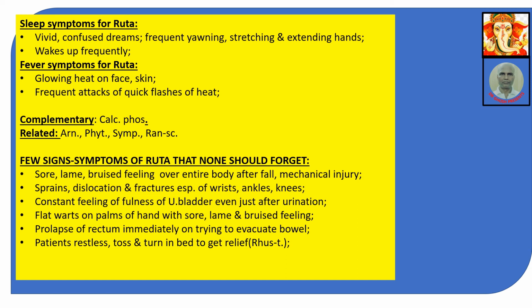Constant feeling of fullness in urinary bladder, even just after urination. Flat warts on palms, hands with sore, lame, and bruised feeling. Prolapse of rectum immediately on trying to evacuate bowel. Patient restless, tosses and turns in bed to get relief. This symptom is also in Rhus tox.